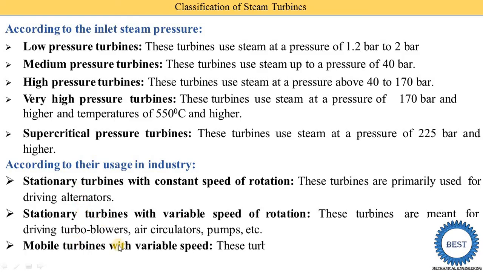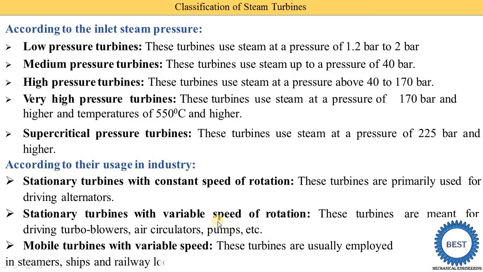And the third is the mobile turbine with variable speeds. These turbines are usually employed in steamers, ships and railway locomotives. Mobile means they are moving from one place to another. Suppose in a train we install the turbines, so turbines are moving from one place to another, and it is called a mobile turbine. Suppose we install the turbine in a ship, the ship is moving from one place to another, that's why it is called a mobile turbine. And its shaft rotation is variable, meaning its speeds are variable. That's why the word variable speed is used.